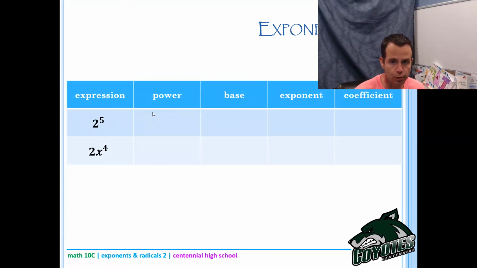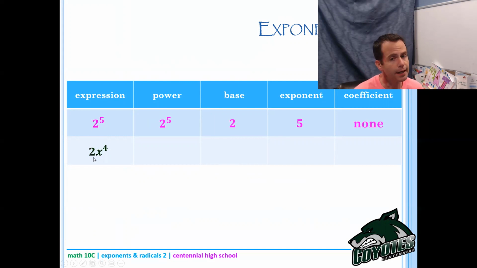Okay, so let's just talk about some of that vocabulary here. For this first row, the expression is 2 to the 5. The power would be the whole thing, so 2 to the 5. The base would be 2. The exponent would be 5, and there would be no coefficient here.